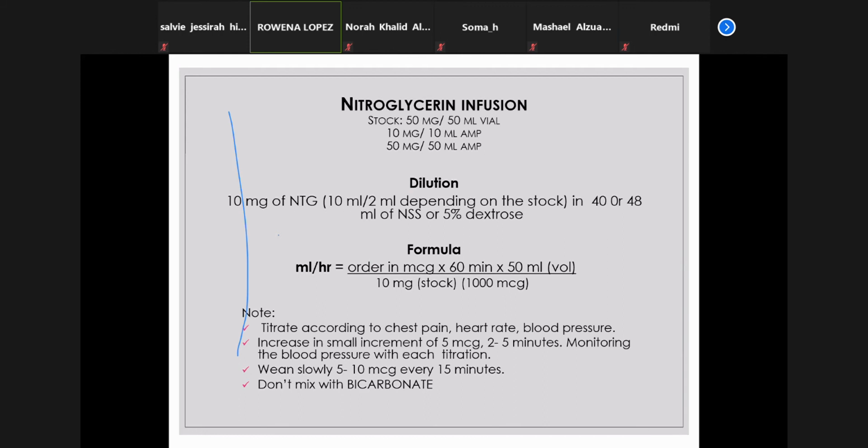And make sure that you will not administer nitroglycerin to the patient if the patient has taken the medication Viagra within the previous 48 hours, okay? They are not allowed to take nitroglycerin, and also if you have RV failure, okay? Because the patient will have even lower blood pressure.